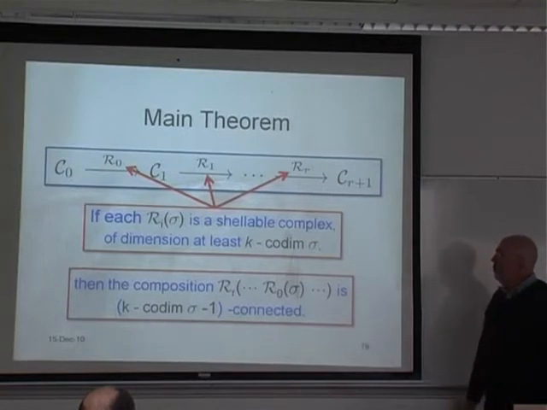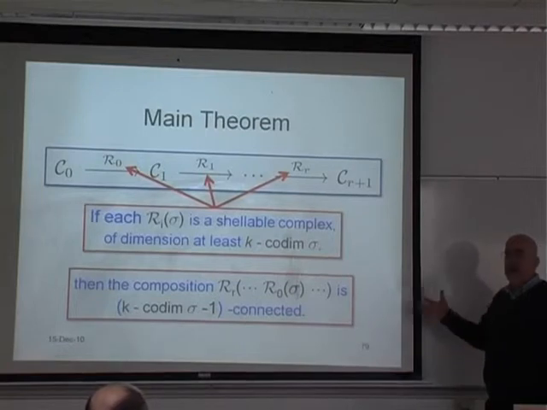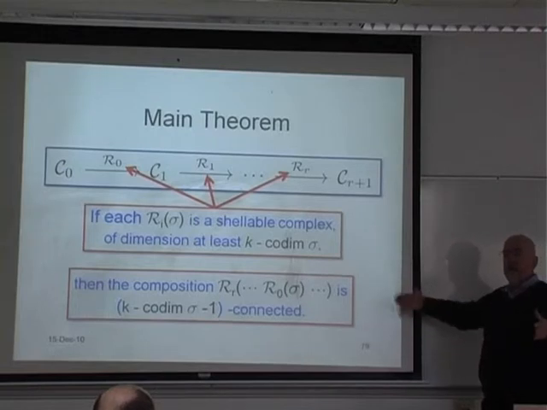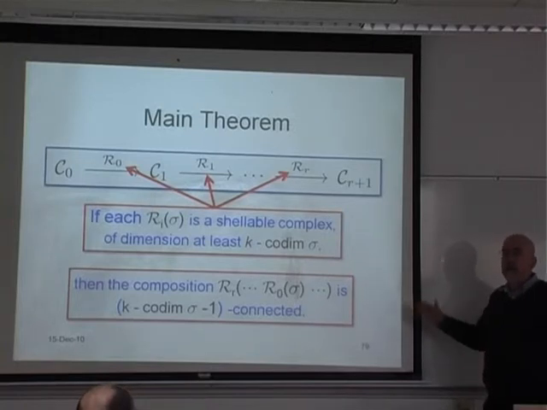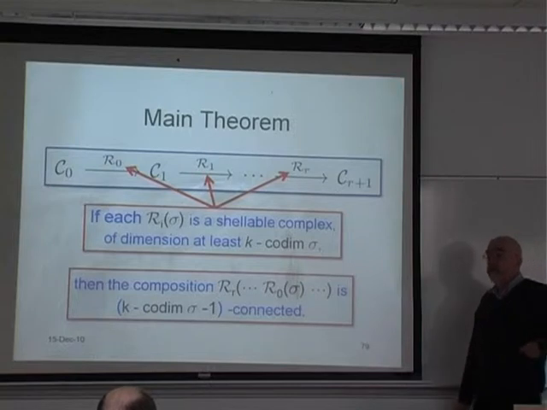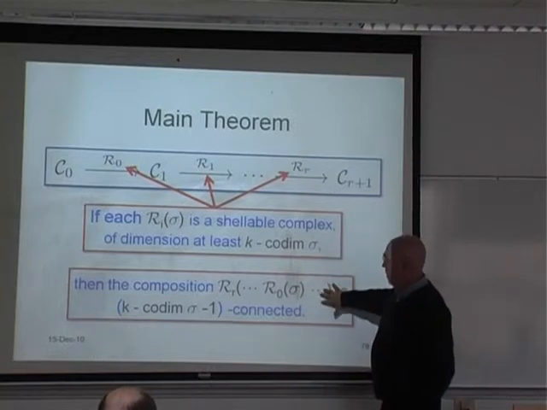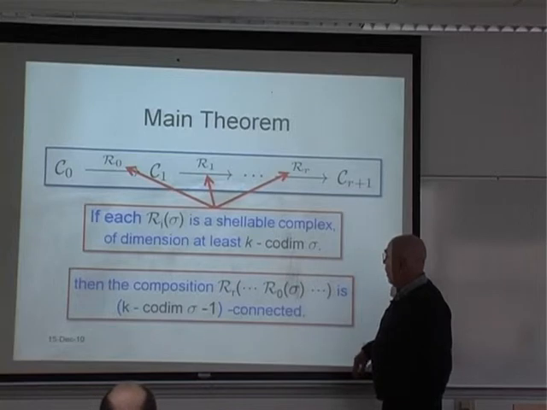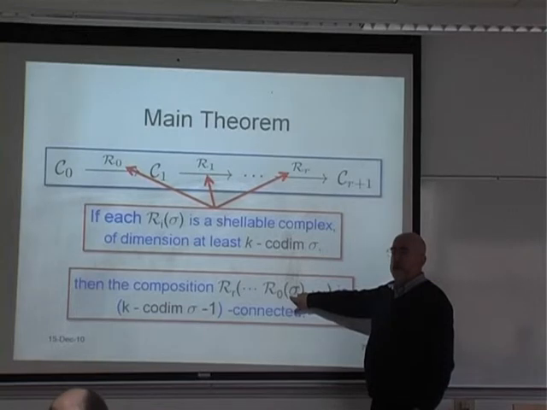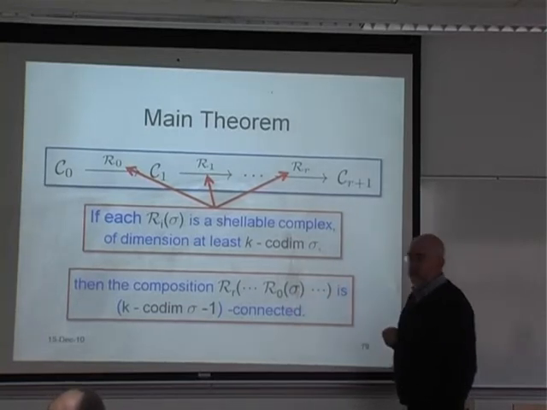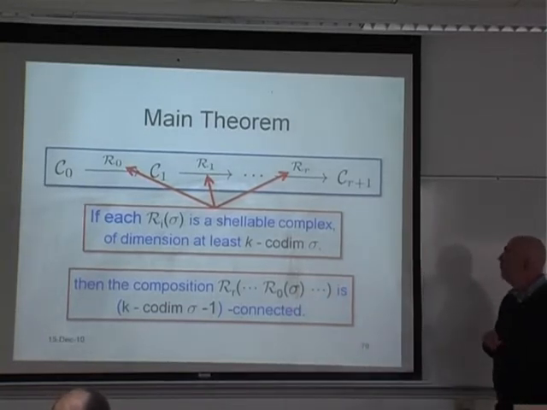So that says that if you want to show that the complex is k minus 1 connected for a long computation, and we can break our computation up into small pieces, round by round pieces, that have this nice local property that the image of a single simplex is shellable, then we're okay. And is that true for every sigma in C0? Yes. Now typically we're going to start out with C0 being a single simplex, but it doesn't have to be.